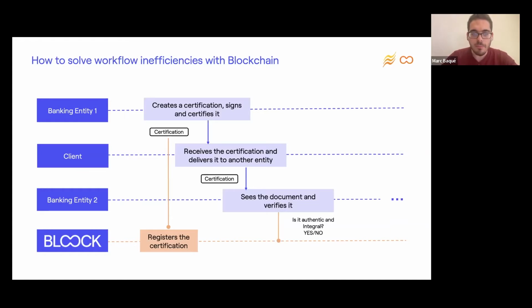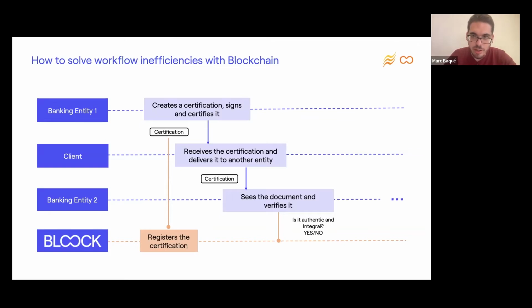Okay, by publishing it through Blook, for example, but you can go directly if you want. There's no need to bring Blook in here. What happens then is that you are creating, as I said before, a common source of trust. Once the certification moves to the client, and at the end to the second entity, company, bank, whatever it is, it can go directly to the blockchain to verify it.